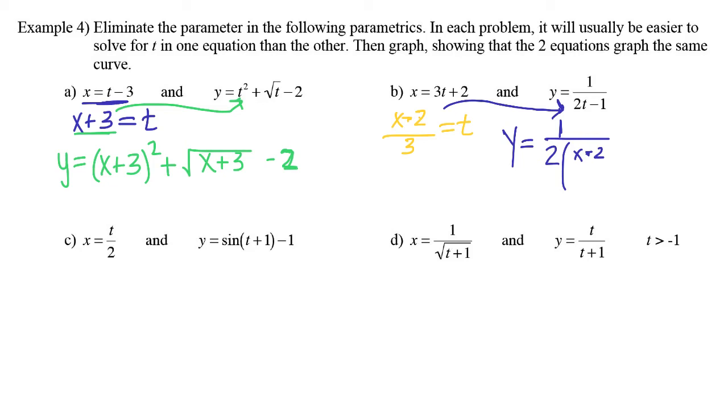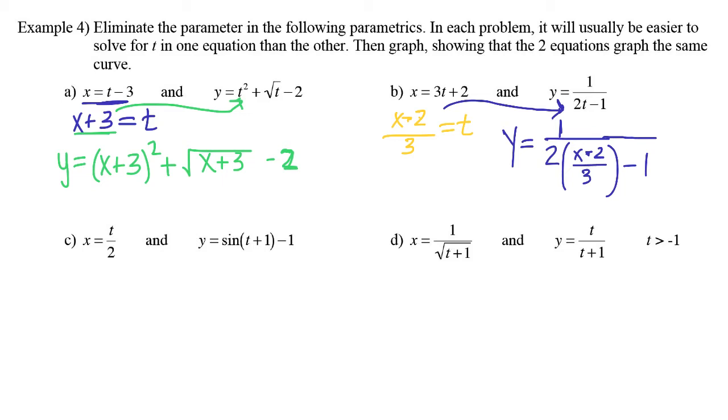We're going to leave it all gunked up nasty. So we have all of this, and then minus 1. So we've eliminated the parameter. We've made that adjustment. Okay, so continuing on with the process, let's go back to the next one.